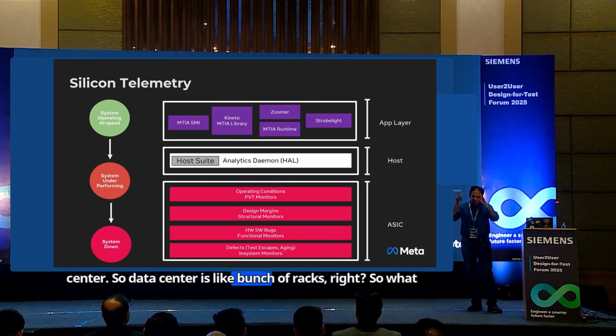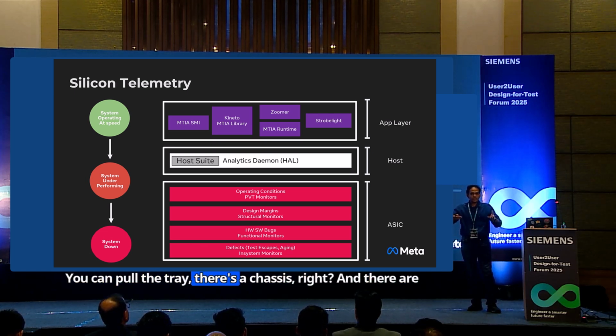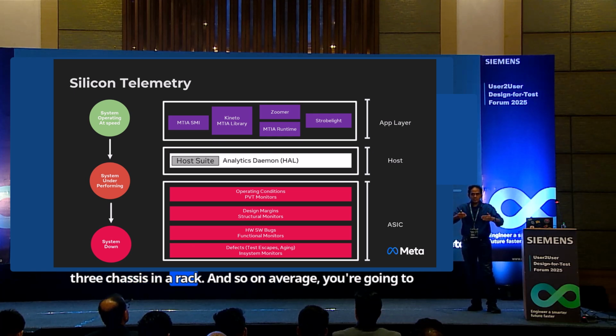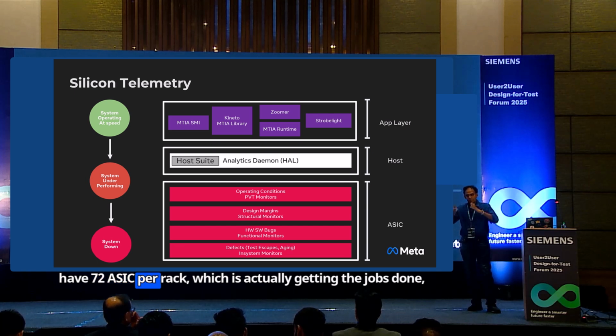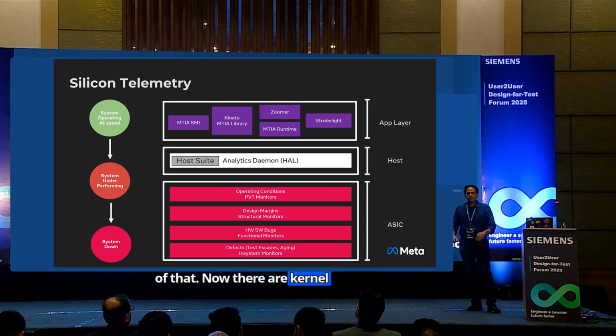A data center is like a bunch of racks, right? You have 12 modules per chassis. A chassis is like a tray; you can pull the tray out. And there are 3 chassis in a rack. So on average, you're going to have 72 ASICs per rack, which is actually getting the jobs done: training the Llama, giving you the recommendations, doing all of that.